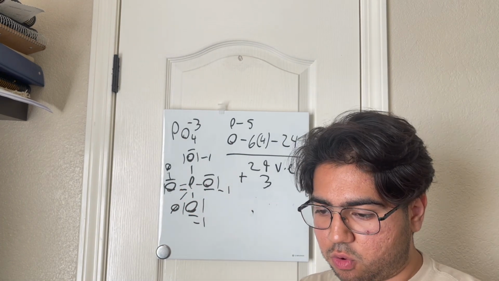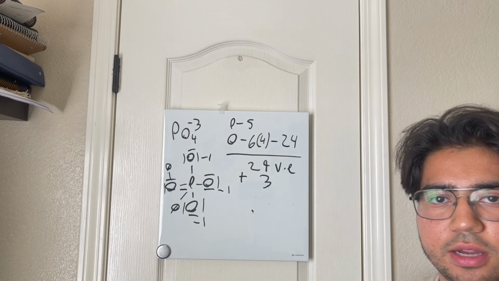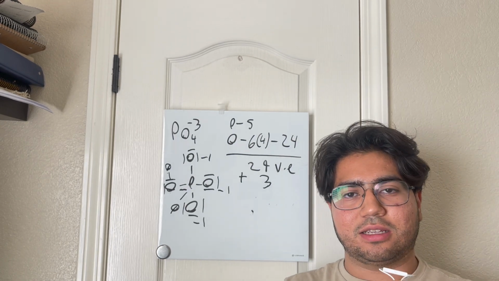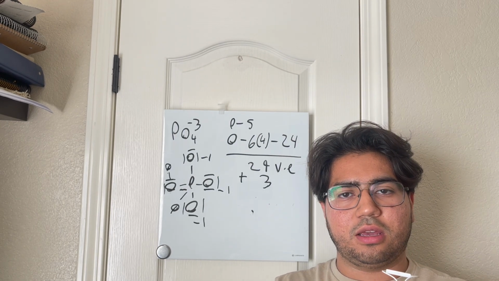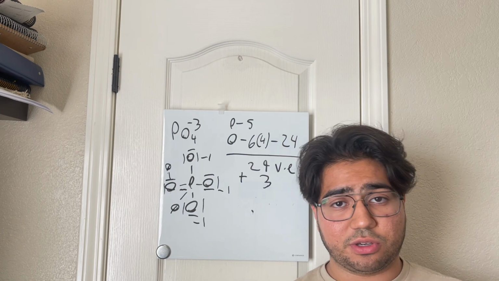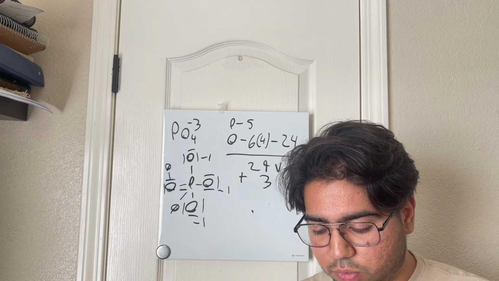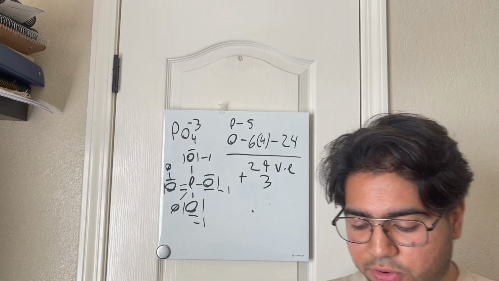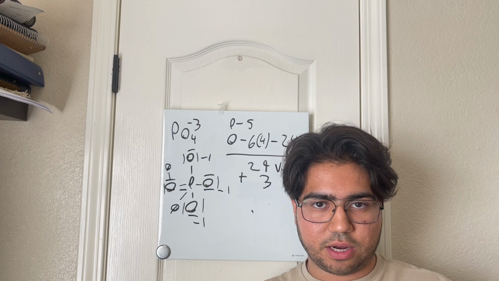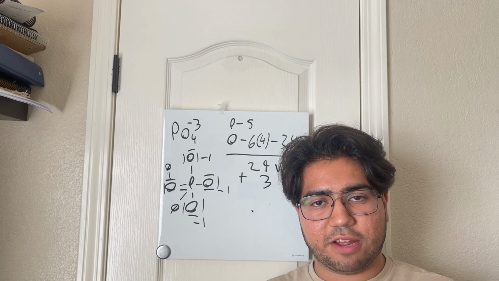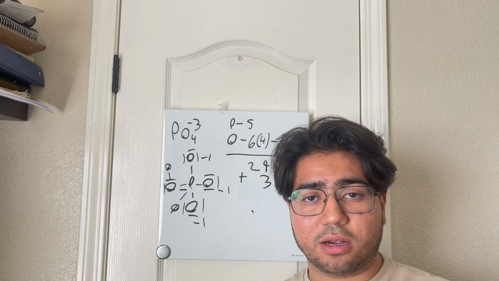We could have a question where it asks us to find the hybridization around the phosphorus atom. The way we find hybridization is we use the electron configuration notation. Remember, you have the S block, you have the P block, you have the D block, F block.